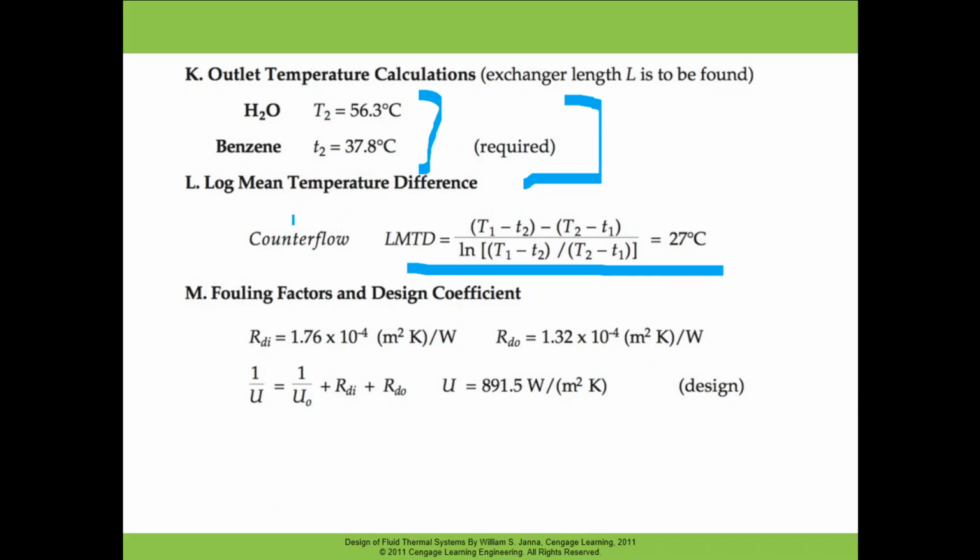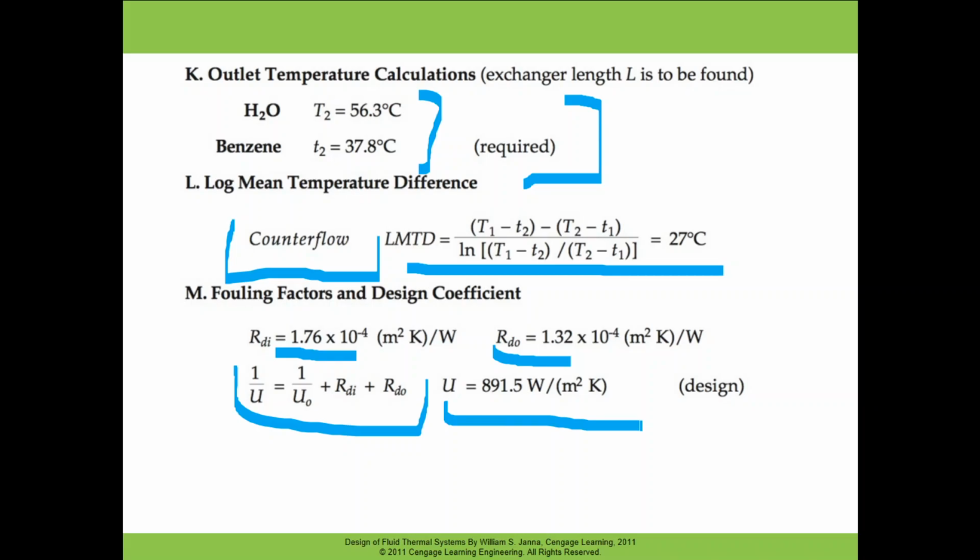So here we can decide what kind of flow arrangement we are going to have. We are having the counter flow arrangement, and we can calculate the log mean temperature difference for the counter flow. And then we know the fouling factors for the inner side and outer side also. So we can revise the heat transfer coefficient, which comes out to be 891.5 watt per meter square Kelvin after taking into account the fouling factors.